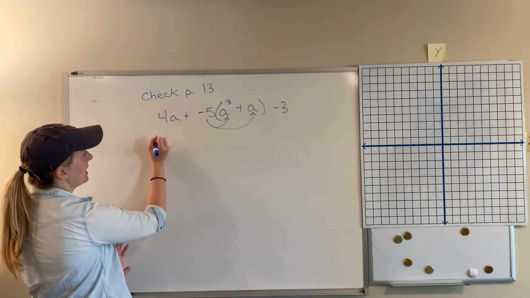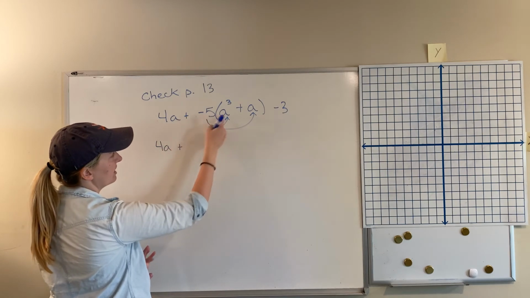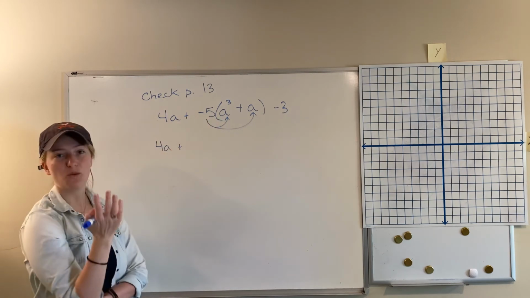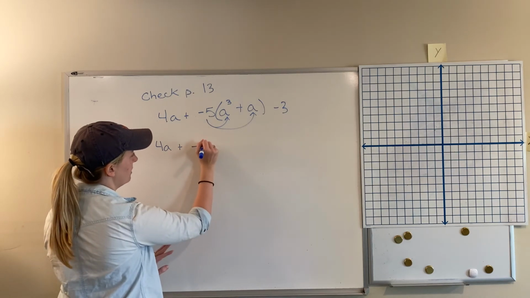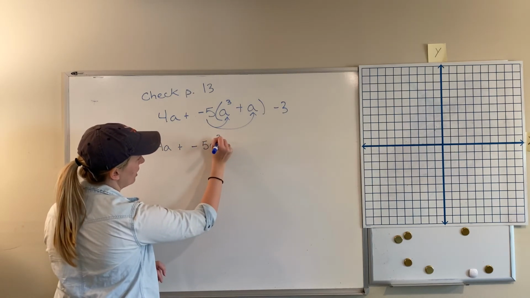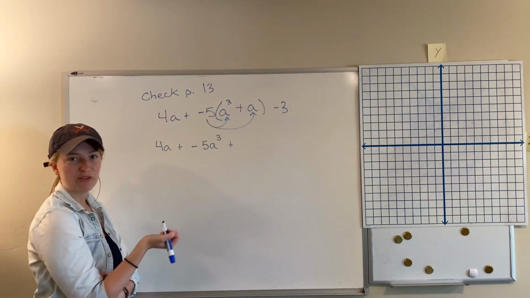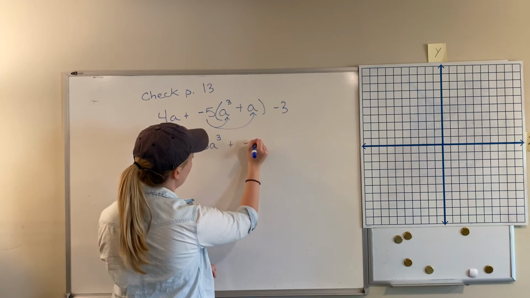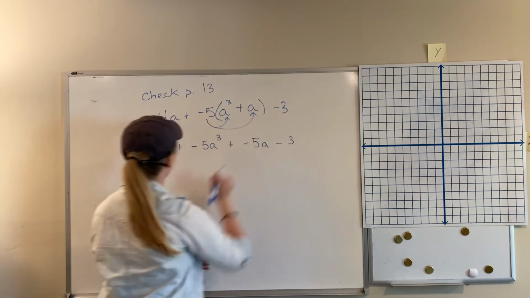And now we just rewrite. So we have 4a plus negative 5 times a to the 3rd. There's a 1 in front of that a, so negative 5 times 1 is just negative 5. A to the 3rd plus negative 5 times a. There's a 1 in front of that a, so it's just negative 5 times 1. Negative 5a minus 3. Rewriting there.